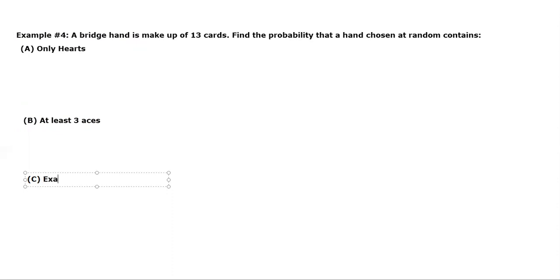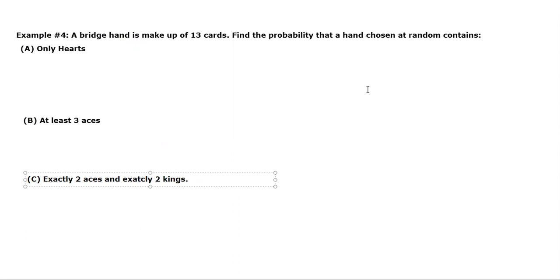exactly 2 aces, and exactly 2 kings. Okay, let's take a look here. So we said the bridge hands, right?